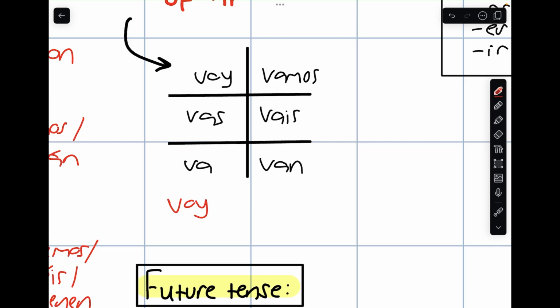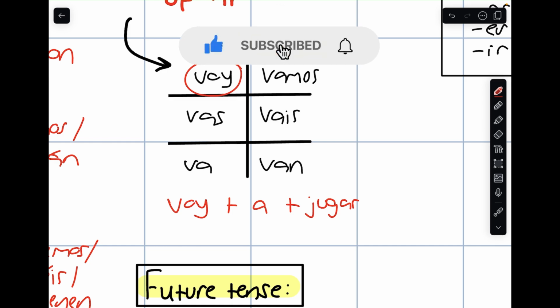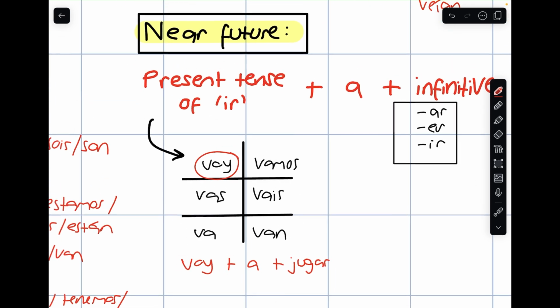So, for example, if I wanted to say, I am going to play, I would say voy, because I'm taking the present tense of ir, plus a, and the infinitive to play is jugar. So I would say, voy a jugar. And that is the near future. Events that are going to happen. We take the present tense of ir, plus a, plus the infinitive.